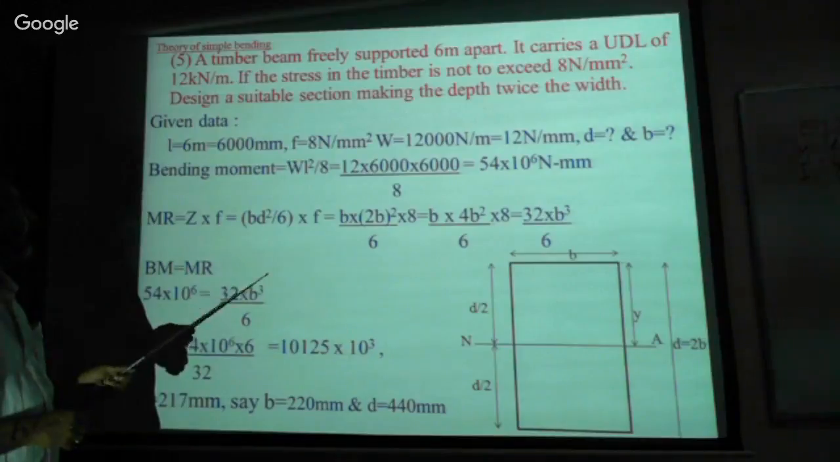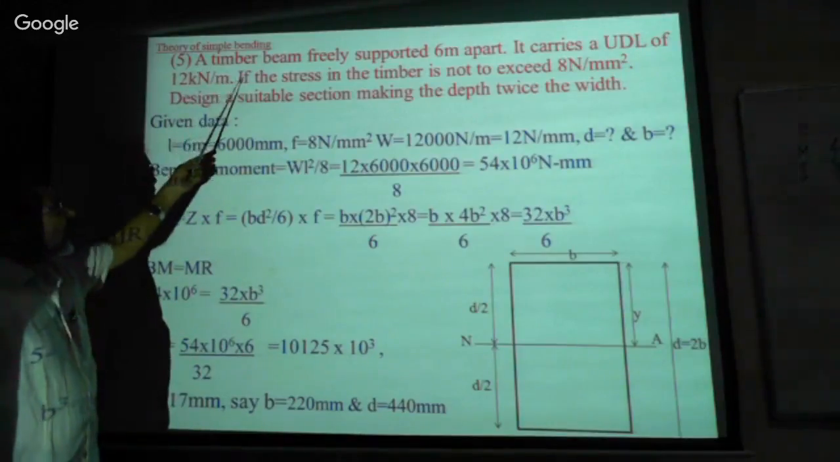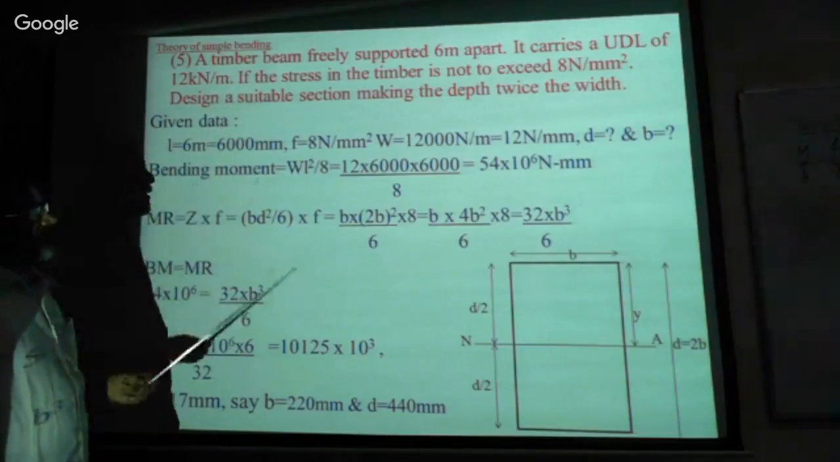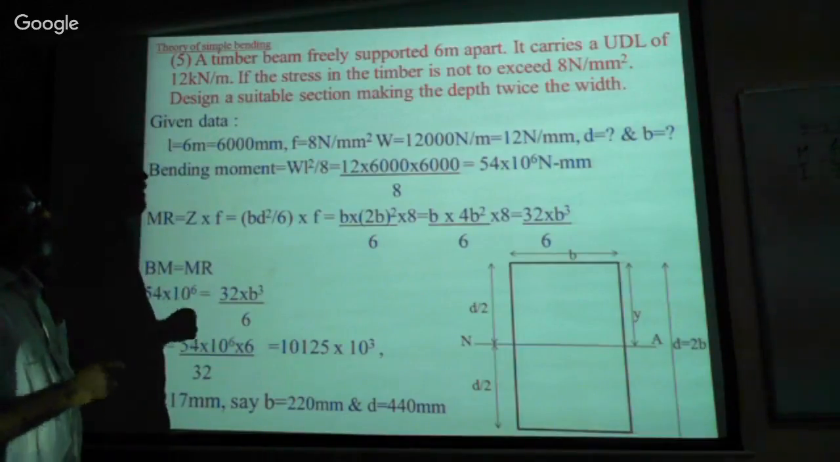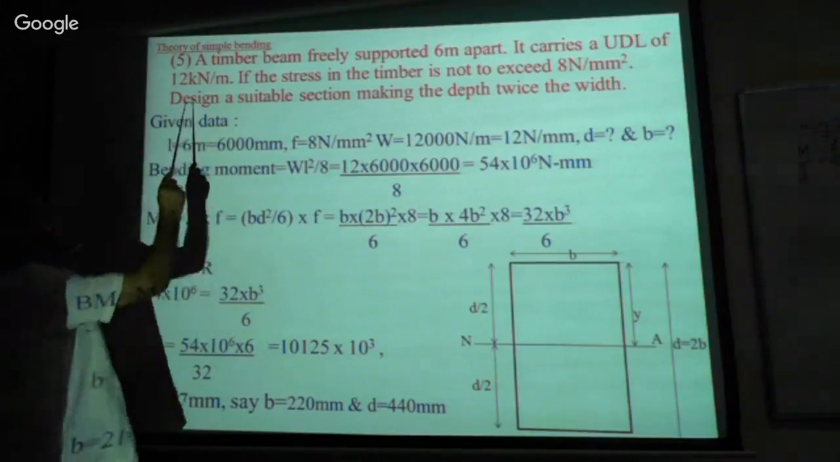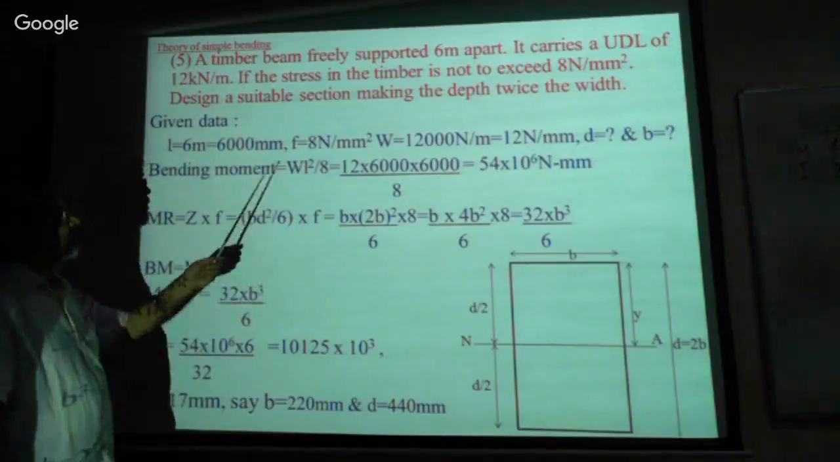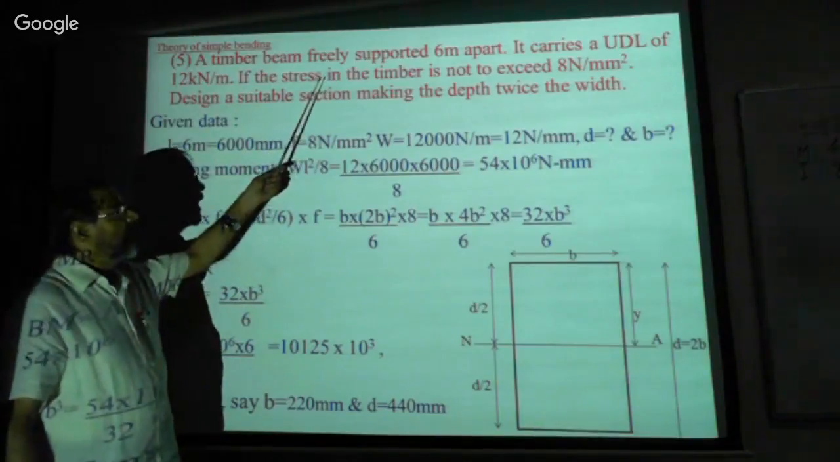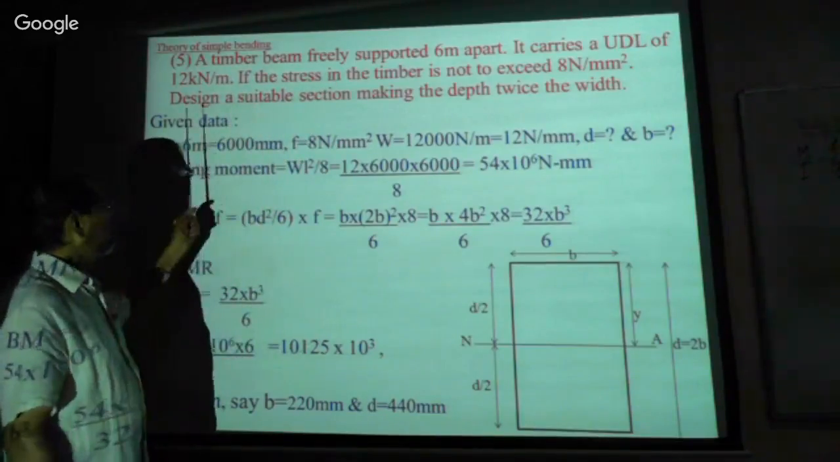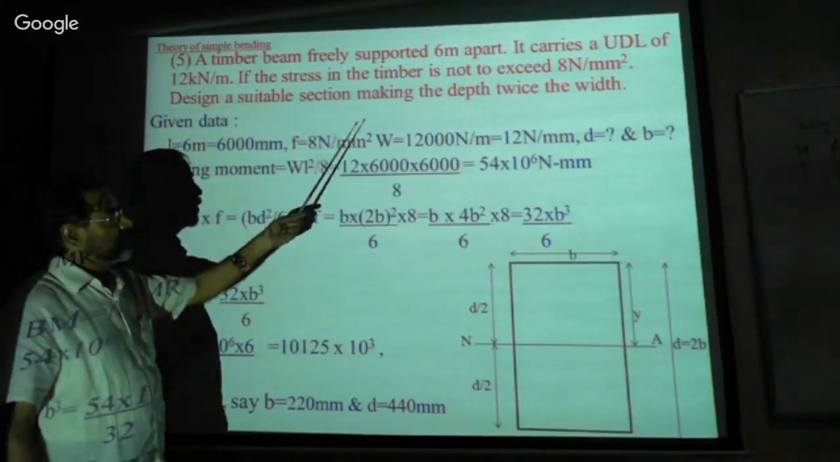Now here again, in this problem, a timber beam is freely supported over 6 meters. The span is given, isn't it? The 6 meter span carries a UDL of 12 kilonewton per meter. The load applied is 12 kilonewton per meter. The stress in the timber beam is not to exceed 8 newtons per millimeter square. Design a suitable section making the depth twice the width.